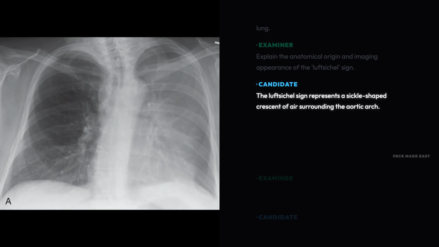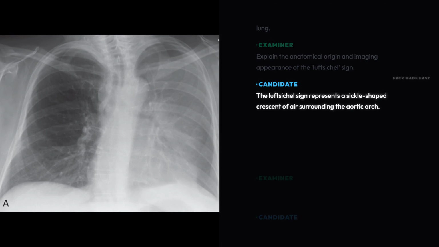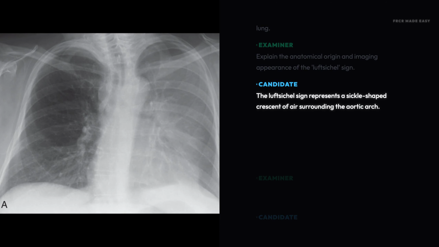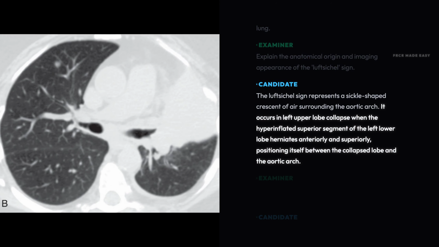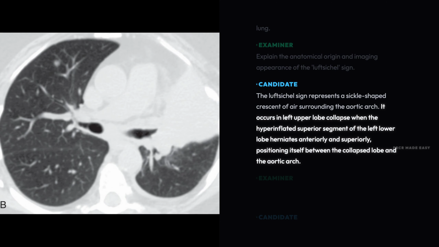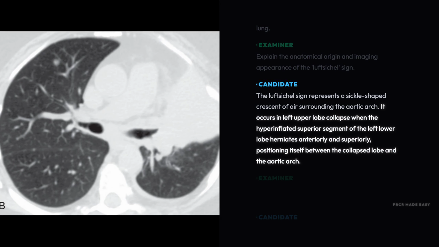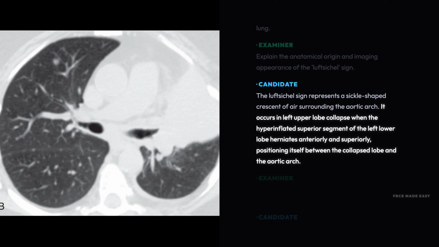The Luftsichel sign represents a sickle-shaped crescent of air surrounding the aortic arch. It occurs in left upper lobe collapse when the hyperinflated superior segment of the left lower lobe herniates anteriorly and superiorly, positioning itself between the collapsed lobe and the aortic arch.